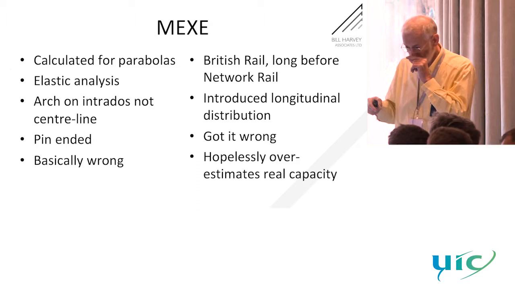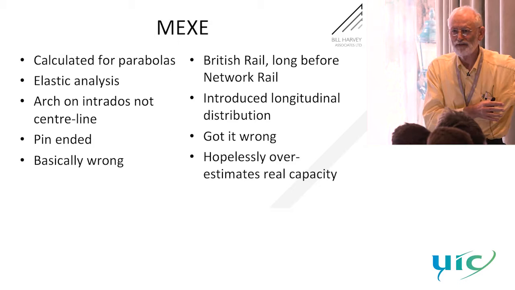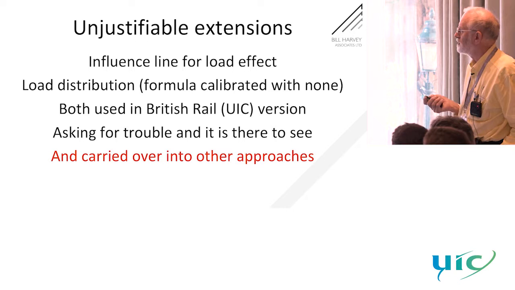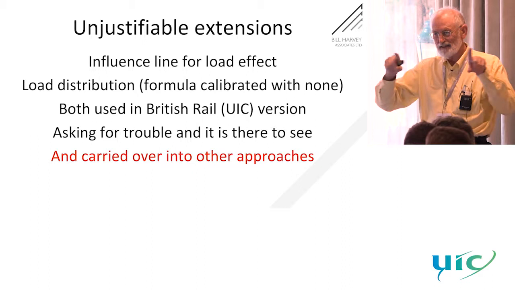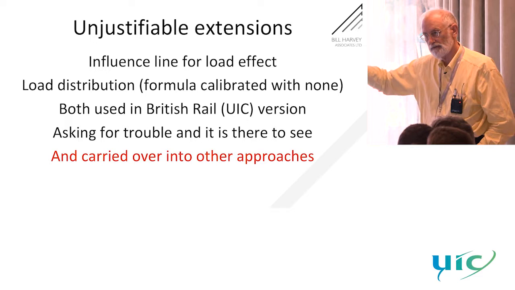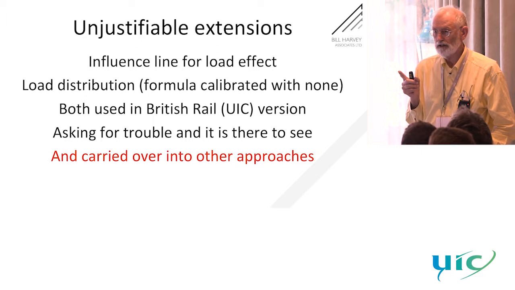And then British Rail, in 1971, came along and said, oh, we've got a computer now, we can put longitudinal distribution into this. And they ignored what Pippard had said about having made too many assumptions already. And then they got the sums wrong. No, they didn't get the sums wrong, they did the wrong sums. We'll come back to that in a minute. So they took an influence line for load effect, and then they spread the load over that influence line and worked out what the effect would be on the bridge. And that has carried over into these graphs that appear in the Network Rail MEXI and in the UIC MEXI, although I think the new version has recalculated curves, which I did, which do the distribution correctly.